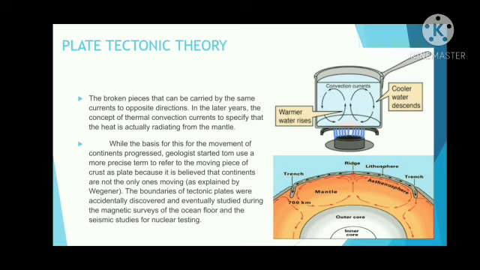While the basis for the movement of continents progressed, geologists started to use a more precise term, plate, to refer to the moving piece of crust, because it is believed that continents are not the only ones moving, as explained by Alfred Wegener. The boundaries of the tectonic plates were accidentally discovered and eventually studied during the magnetic surveys of the ocean floor and seismic studies for nuclear testing.